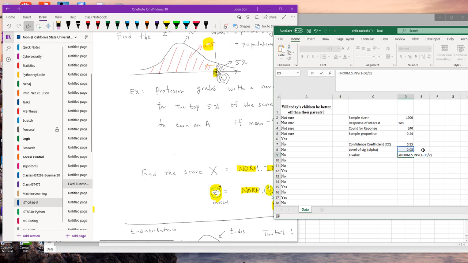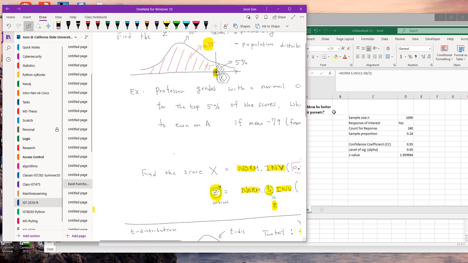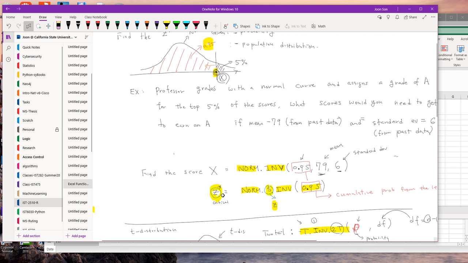And then that is your z value, which is 1.959, which is close to 1.96, right? So that's the exact z value. By the way, for the z value, I already covered the norm.inverse functions. Remember this example. To find the z value, I use NORM.S.INV, and then for the argument, you have to put the cumulative probability.